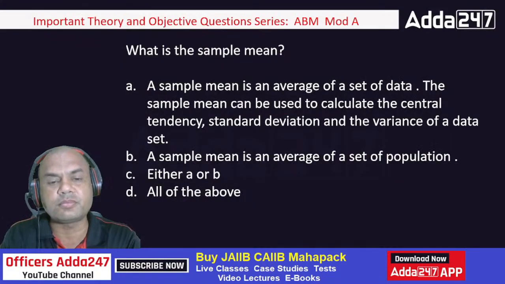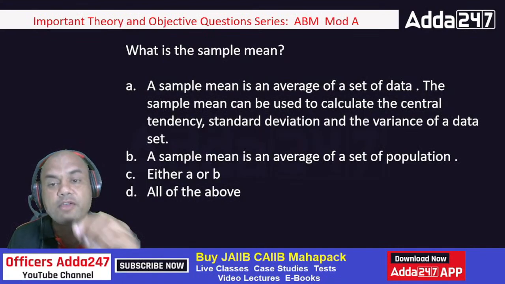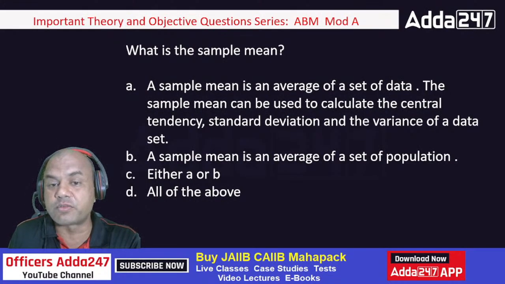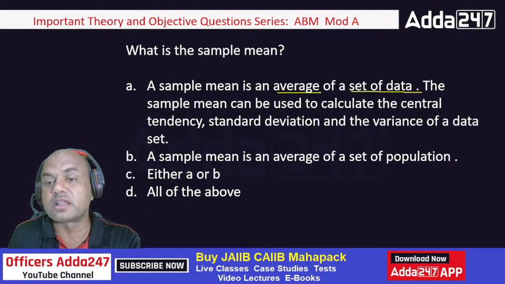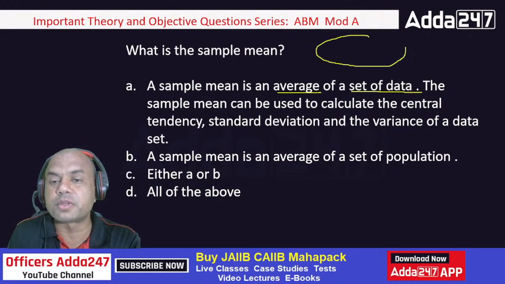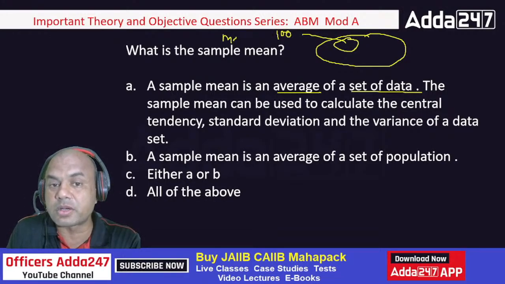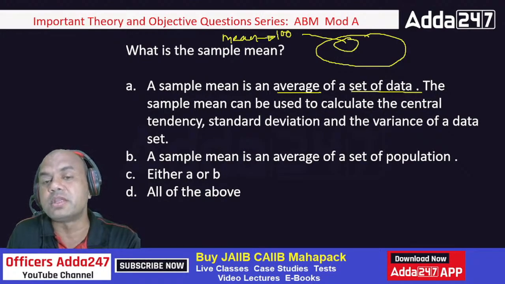What is the sample mean? The sample mean is the average of a set of data. Set of data means, suppose this is a population and this is a sample of 100, let's say. The mean of these 100, remember, not the entire population, the mean of these 100 is known as the sample mean.